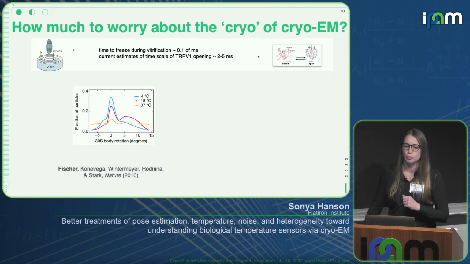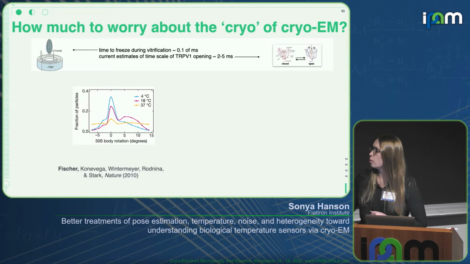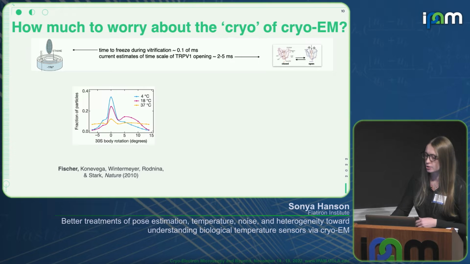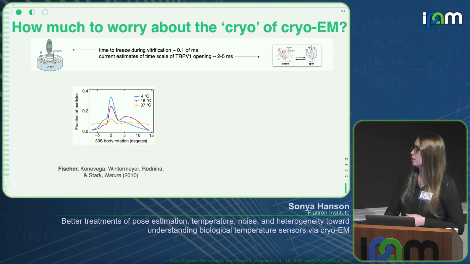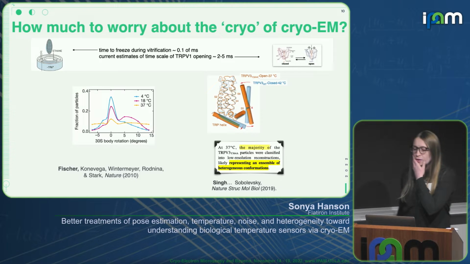For example, this Nature paper from 2010, where we could see in the ribosome a shifting of the populations as a function of temperature before vitrification, which I see as a promising sign that we could study temperature sensors effectively in this way. But there are problems.